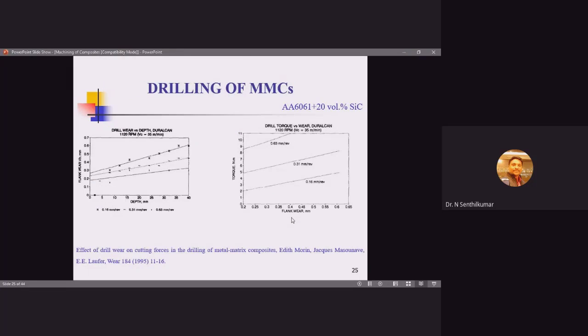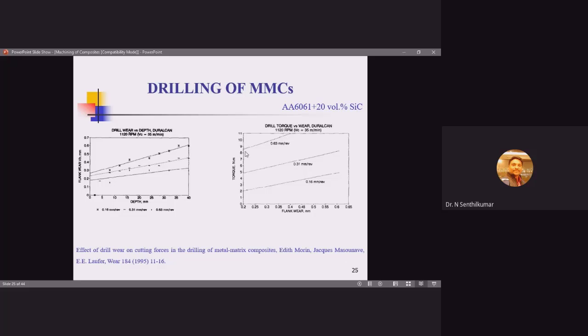Then this is the drill wear with this depth of cut. Right? This is for a composite material, AA6061 plus 20% silicon carbide. Here you can see the flank wear is going to increase as the depth of cut increases. How? Because when the depth of cut increases, higher material removal takes place. In that case, the wear and the cutting forces both increase. And this is for drilling. This is the drill bit wear.